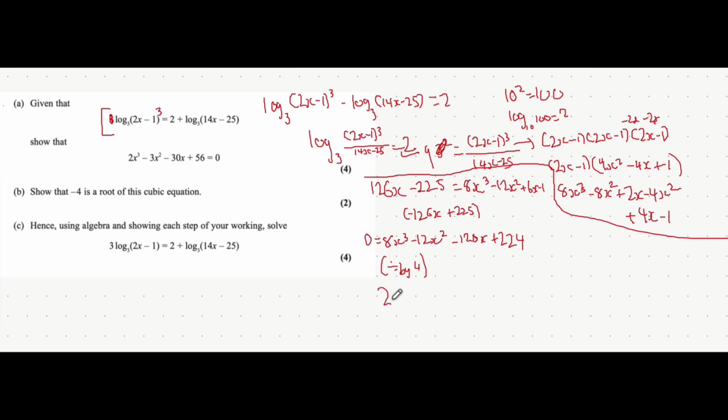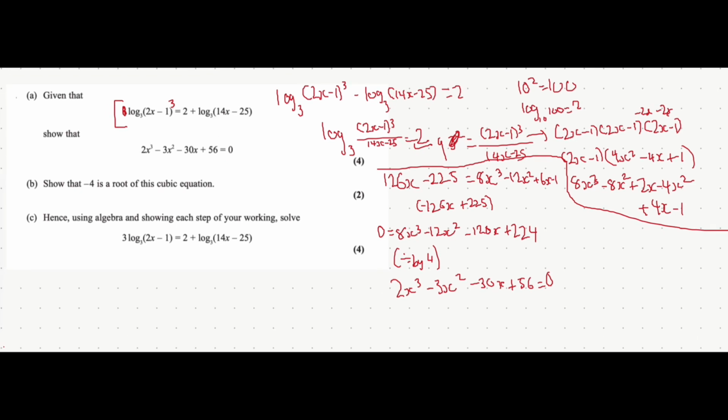8x cubed divided by 4 is 2x cubed. Minus 12x squared divided by 4 is minus 3x squared. Minus 120x divided by 4 is minus 30x. And 224 divided by 4 is plus 56. So all of that is equal to 0, and it matches part A of the question. So that's done. Let's now move on to part B of the question.